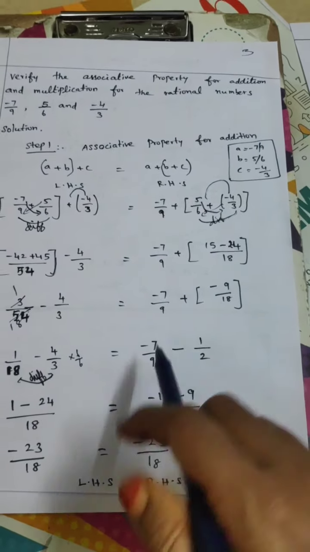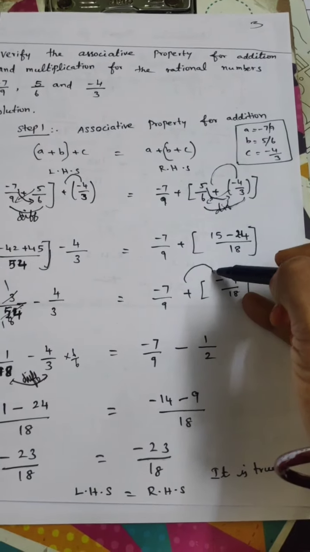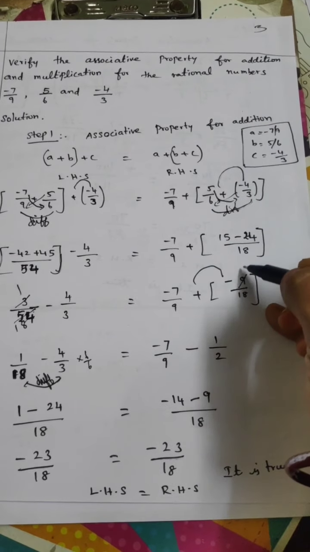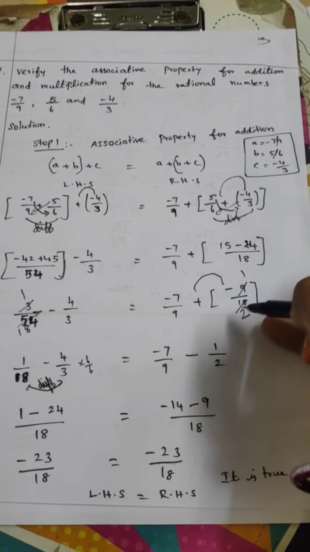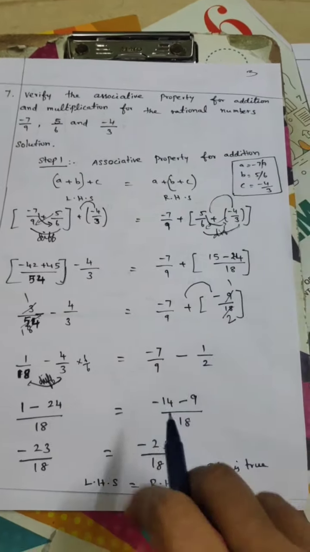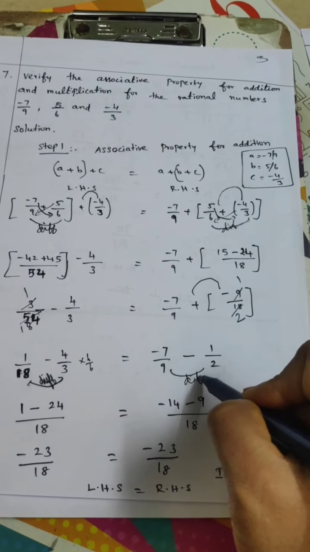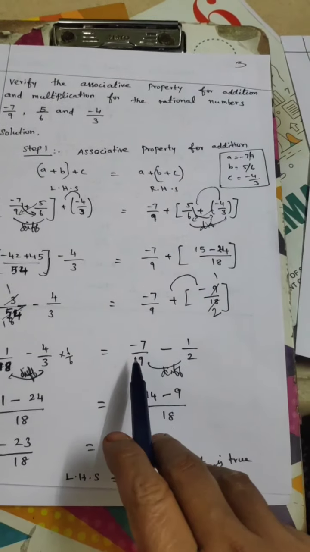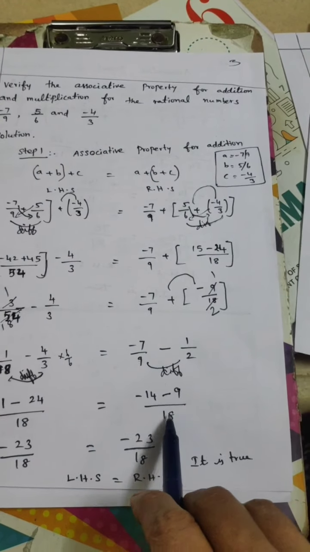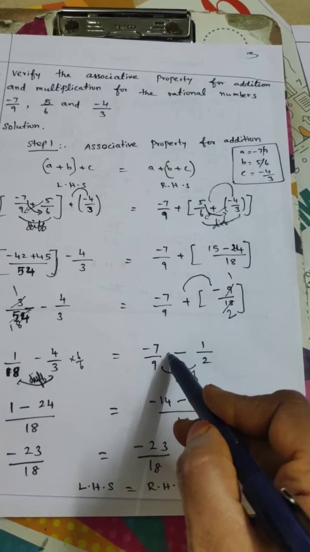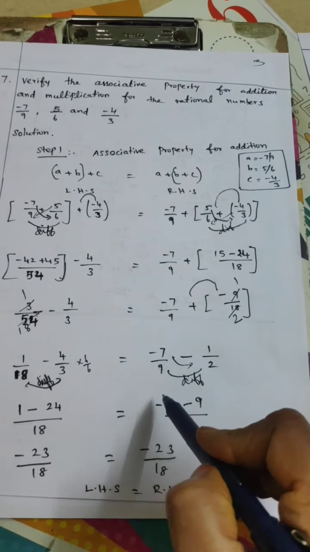Minus 7 by 9 plus minus 9 by 18. 1 9 is 9, 2 9s are 18. So the answer is 1 by 2. Now the two numbers are different again. Take the LCM, and the easy method is cross multiplication. 9 2s are 18, first work. Next 7 2s are 14, with the minus symbol.